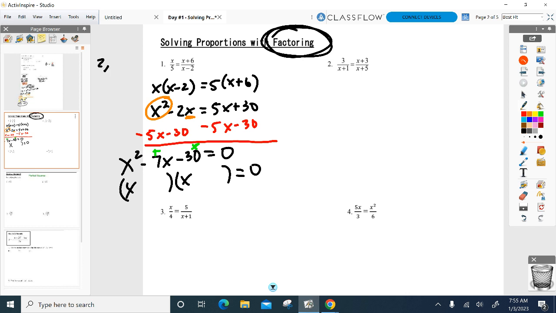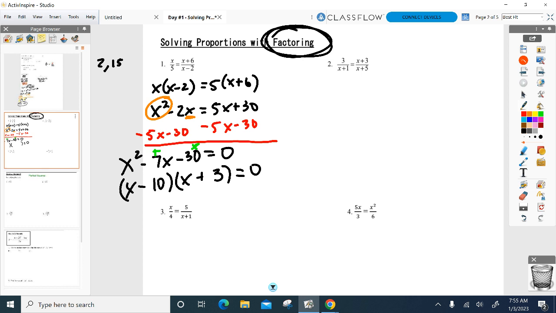You started with, go ahead. 10 and -3. Okay, so I got 10 and 3. Now I need them to add to -7. So what do I put in front of the 10 and what do I put in front of the 3 to make them add to -7? Oh, -10 and positive 3. Everyone good? Okay, that's the factoring part.